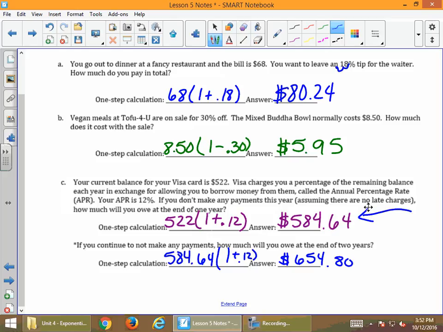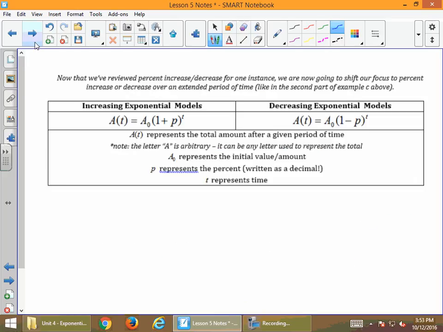This can be kind of a pain. What if they want to know how much you would owe after 7 years? You really don't want to calculate year 1, and then year 2, and then year 3, and then year 4, and up to 7. That would be a lot of unnecessary work. There are some shortcuts we can use, using these equations.